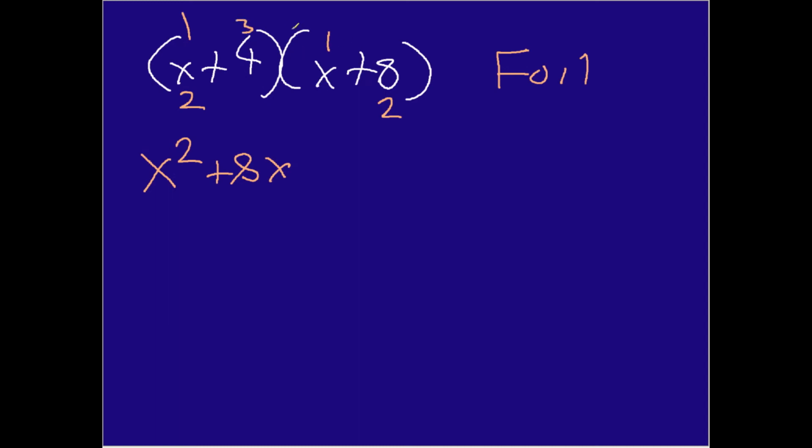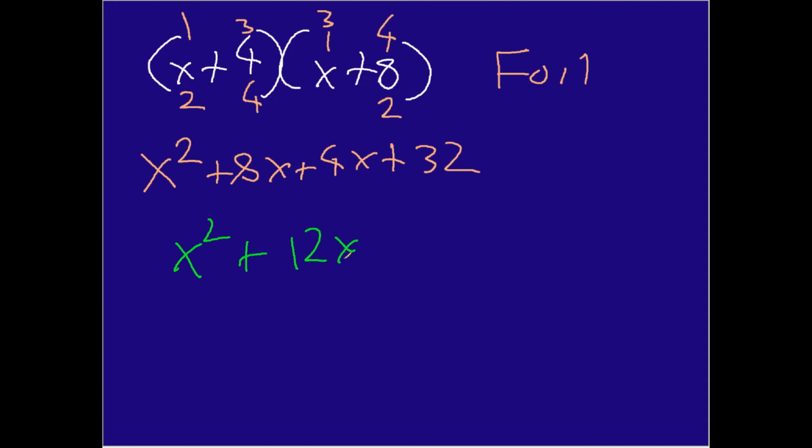Then we're going to do the inner, which is right here. This will be my third one. So this is kind of like the I. So 4 times x is going to be 4x. And then we do the last. That means the last term in each binomial. So this is going to be step number 4. And so you see here, 4 times 8 is going to be 32. Now, of course, we have to simplify, and we already know the answer for that. It'll be x squared plus 12x plus 32.